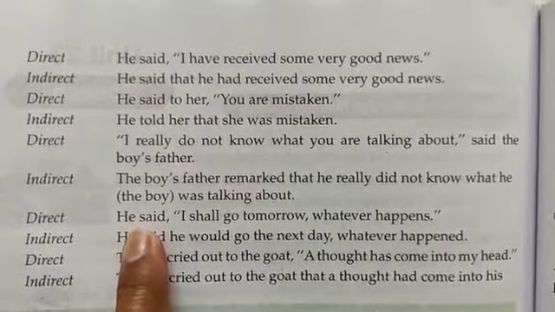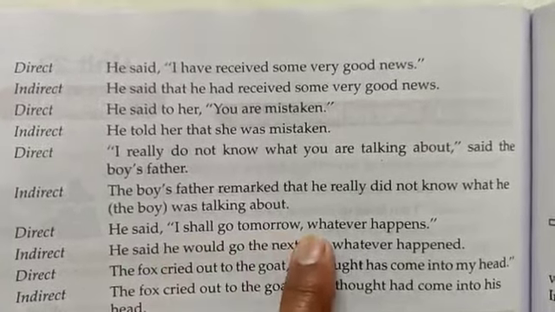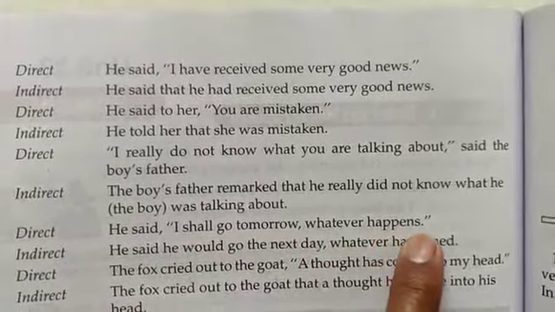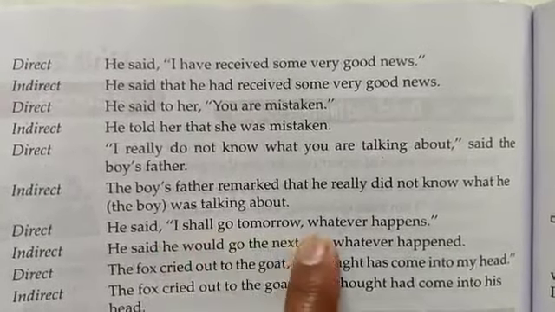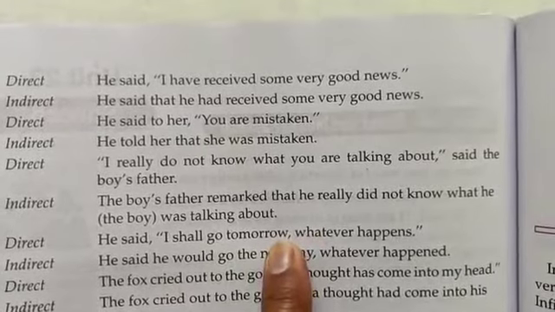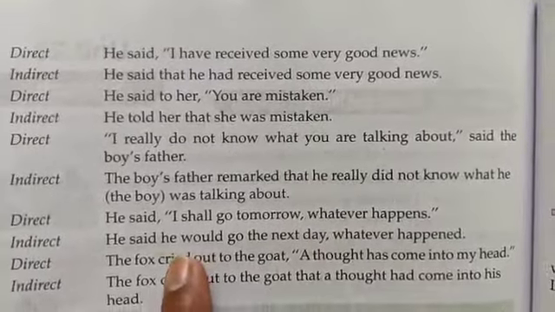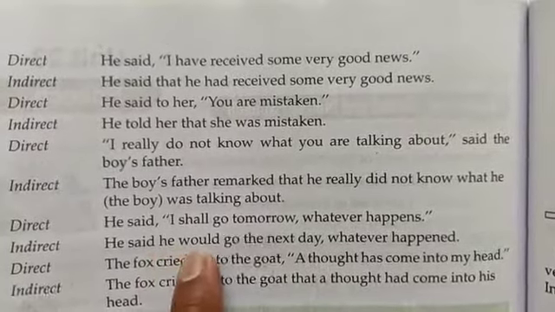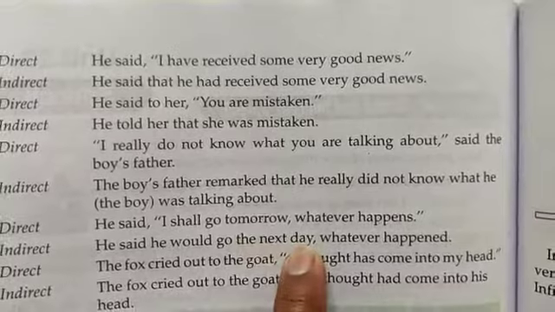Now secondly, direct. He said, I shall go tomorrow whatever happens. Right? So he said, comma, I shall go tomorrow, pause, whatever happens, full stop. He said he would go. Now tomorrow will change to the next day.